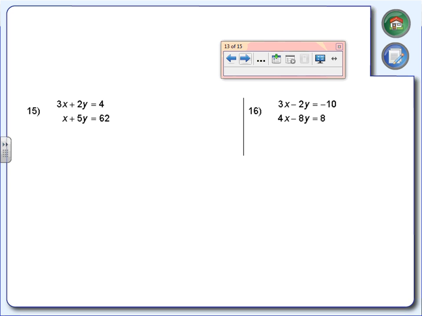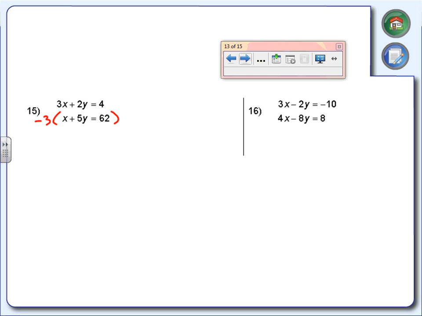Just like number 14, right now nothing's going to eliminate. So I need to multiply one of the equations by something. Well, if I want to get rid of these x's, I'm going to need the same number in front of the x. Right now I have a 3 here and a 1 here. So anybody got a suggestion on what I can multiply by? The bottom one by what? A negative 3. Let's try that out. Let's take the bottom equation and multiply it by negative 3.